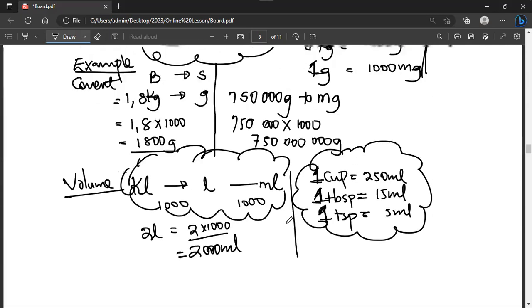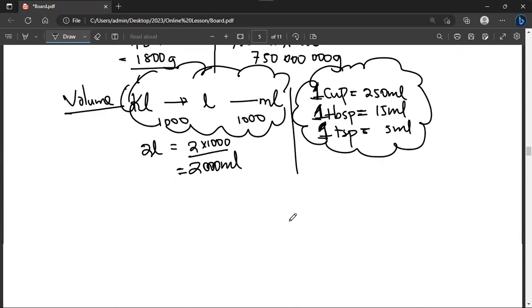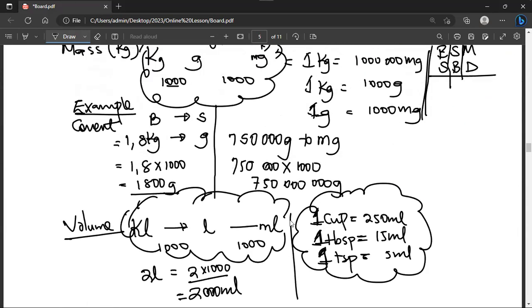Another thing about weight, there's one that we call a ton. A ton is equivalent to 1,000 kilograms. 1 ton is equivalent to 1,000 kilograms. Simply meaning 1 ton has 1,000,000 grams and it has a billion milligrams. That's it.